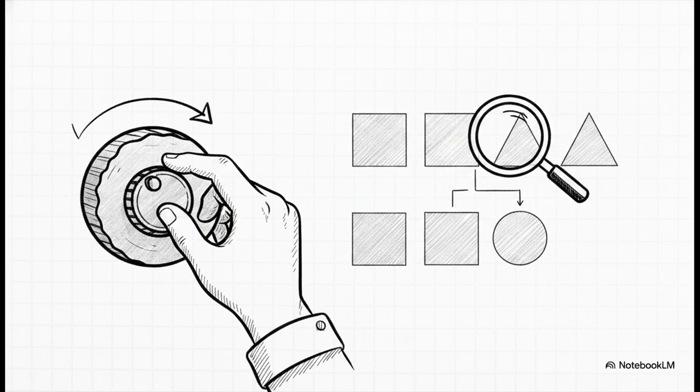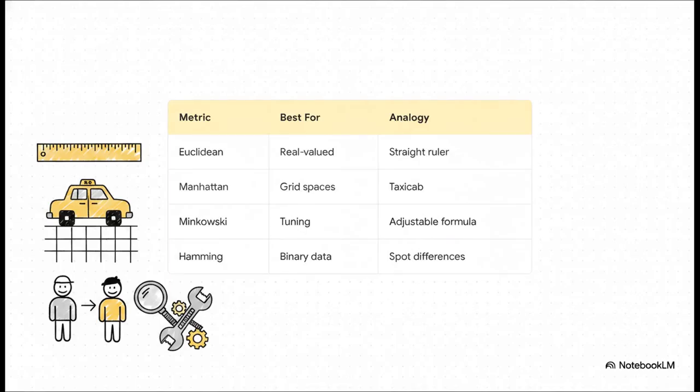And finally, there's the Hamming distance. Now this one is entirely different. It's an overlap metric used mostly for binary strings or categorical data, like checking if a text string is different by just 1 or 2 letters. You can think of it like the algorithm playing a game of spot the differences. So, just to lock this in our brains for a second, we've got our straight ruler for Euclidean, our taxicab for Manhattan, our adjustable formula dial for Minkowski, and our spot the difference logic for Hamming. Choosing the right one depends entirely on what kind of data you are feeding into the algorithm.